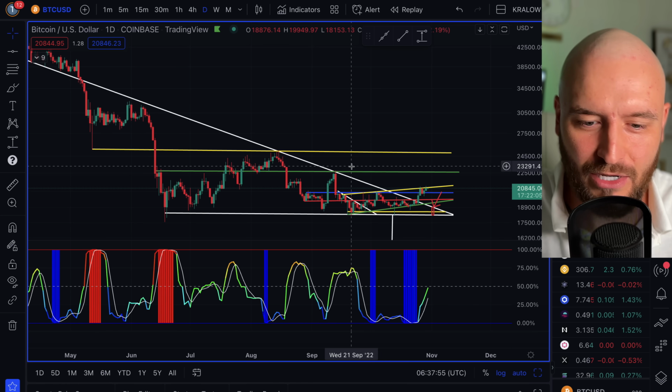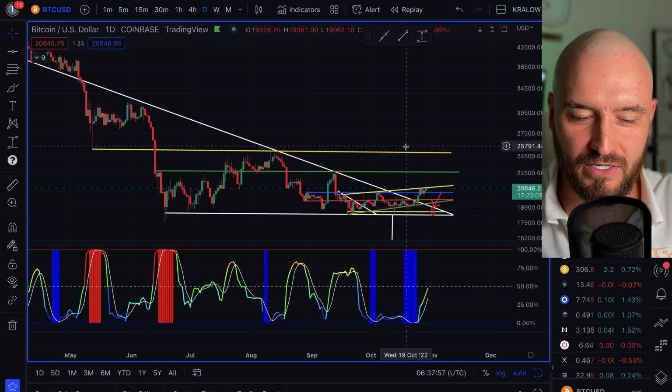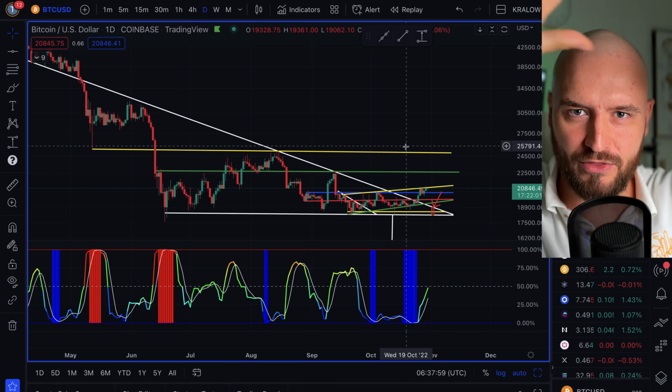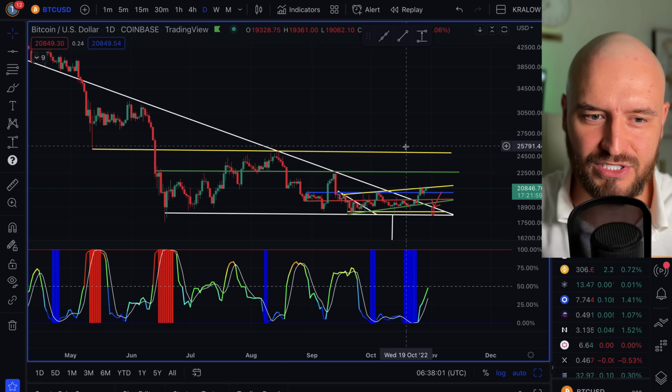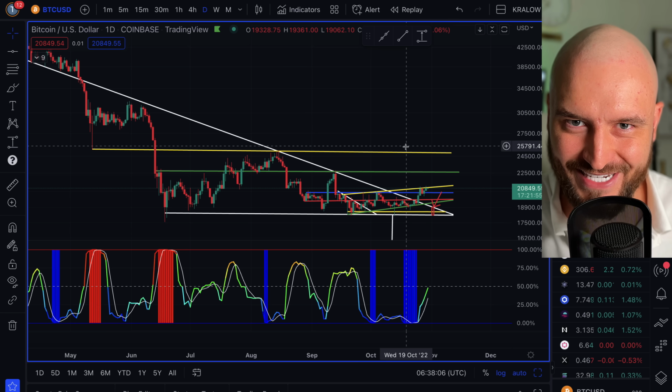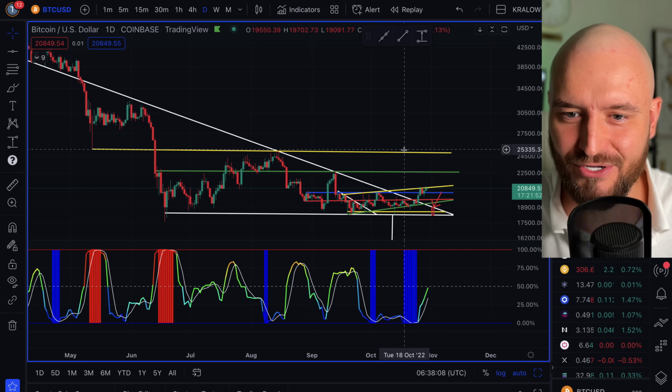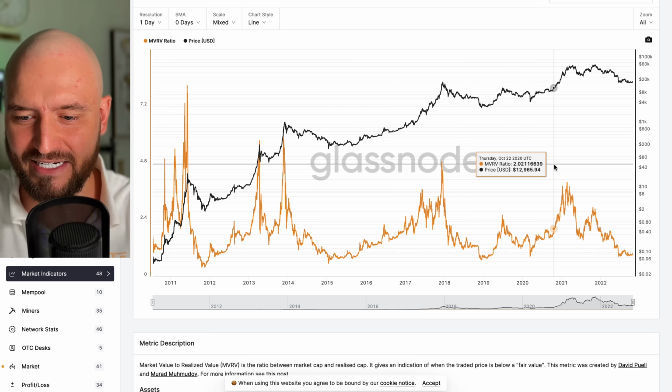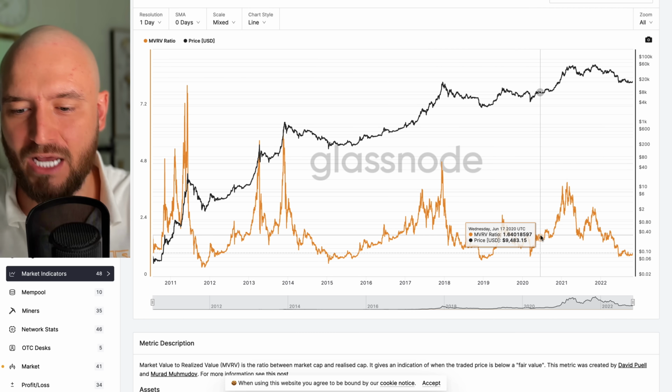So, guys and girls, without any further ado, let's start with the top to bottom approach. Start with on-chain, go into fundamentals, talk about technicals, and then finish up with the macro. How does that sound? Sounds amazing? All right, so let's get right into this. First things first, let's talk about the on-chain data.